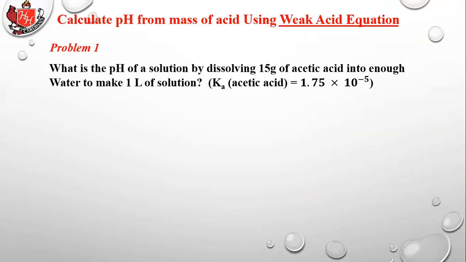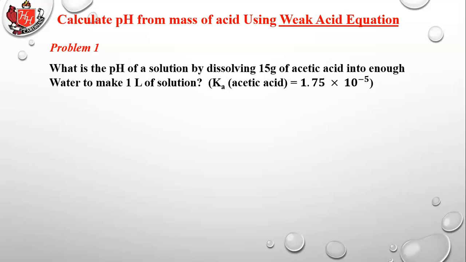Okay, so problem number one, this is the problem number one that's on your assignment. So what we're trying to do is up at the top. We're going to calculate the pH from the mass of an acid using the weak acid formula. So you should go back and review the last lesson and even just jot down the 5 formulas for strong acid, strong base, weak acid, weak base, and Henderson-Hasselbalch. And you want to learn which one to use in which situation.